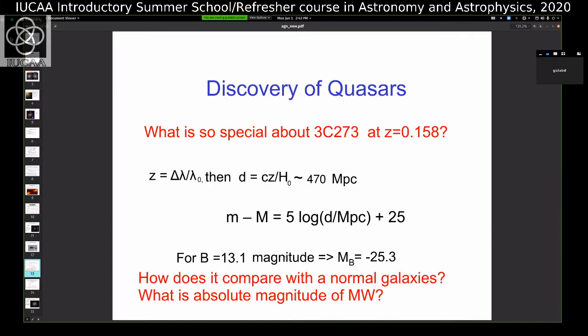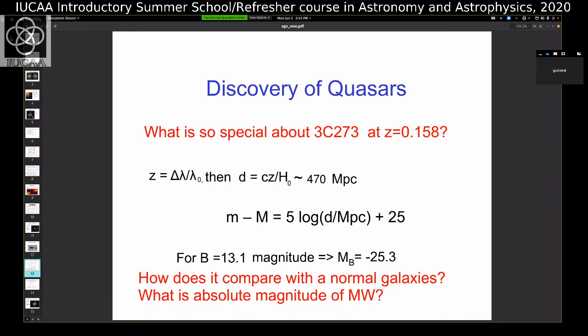3C273. One can actually calculate by what factor the power is greater compared to normal galaxies, for example. Once the distance is given, one can calculate the luminosity, or the so-called absolute magnitude. In this case, the observed magnitude is 13.1 in the B band, that one can convert into an absolute magnitude in the same band of about minus 25.3 using the distance of 470 megaparsec. So this is a measure of luminosity, the intrinsic power output from this quasar 3C273.